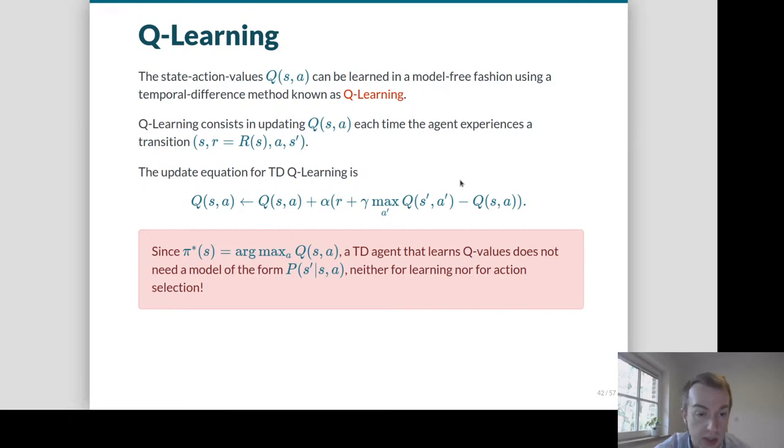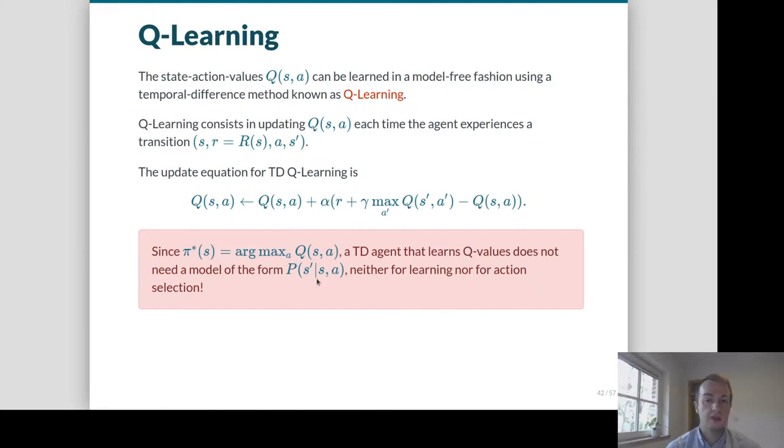And so that's very nice, because now, since we know that the Q values are tied to the optimal policy through this equation, the optimal action that you should perform in state S should be the one for which the Q value is maximum. That means a TD agent that learns Q values in this way does not need a transition model, neither for learning, nor even for selecting the action that it should perform. So now we have an algorithm which is completely model-free.